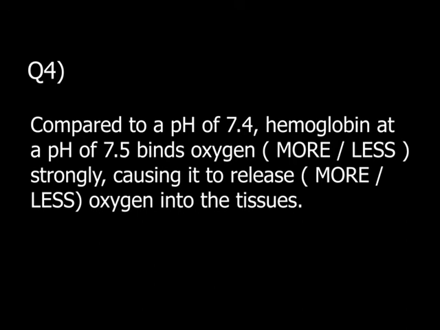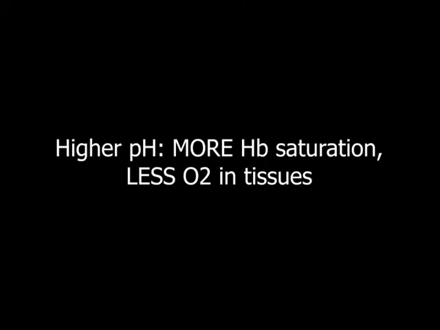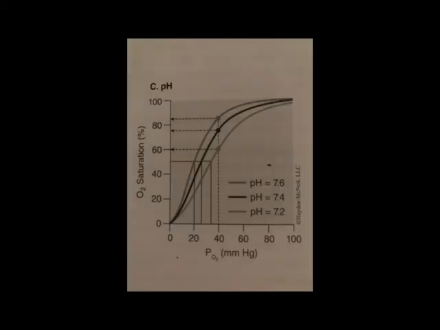Question 4 asks, compared to a pH of 7.4, hemoglobin at a pH of 7.5 binds oxygen more or less strongly, causing it to release more or less oxygen into the tissues. At a higher pH, or a more basic pH, the oxygen binds to the hemoglobin more strongly and is released less. You can see that data on the graph right here.